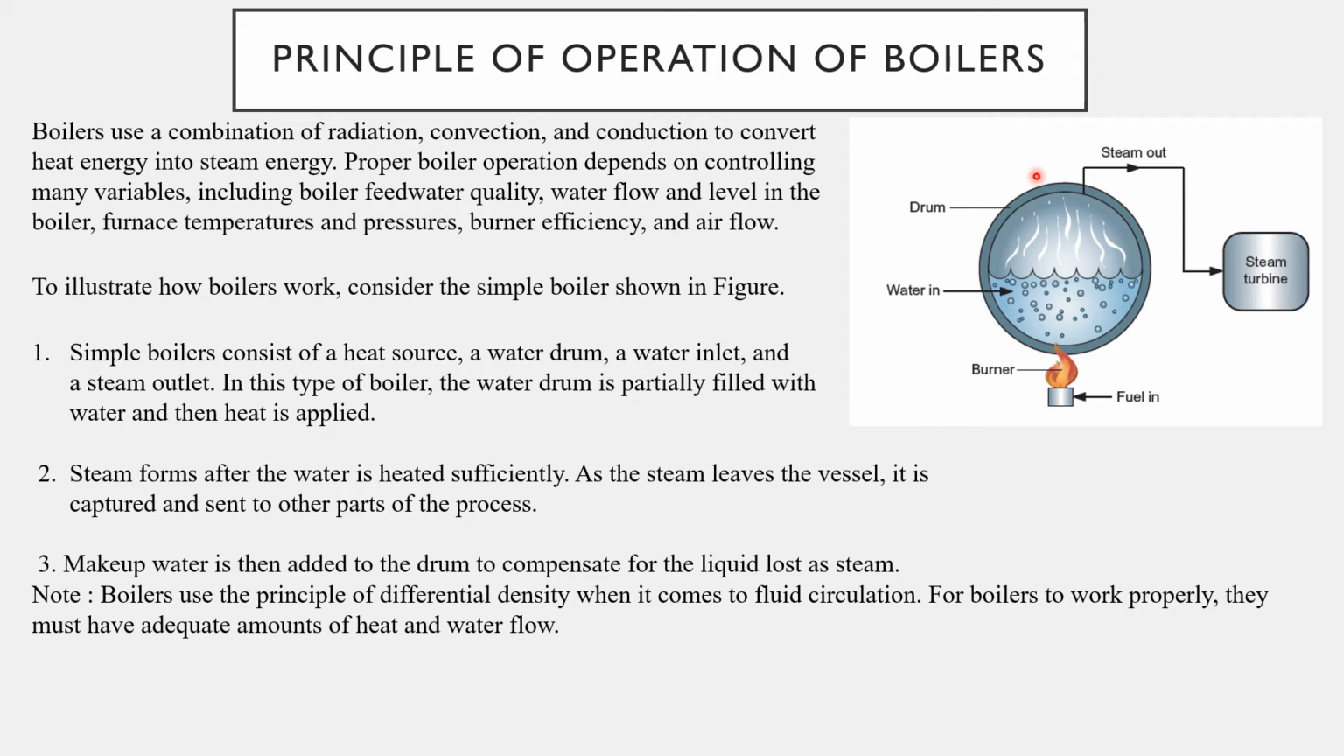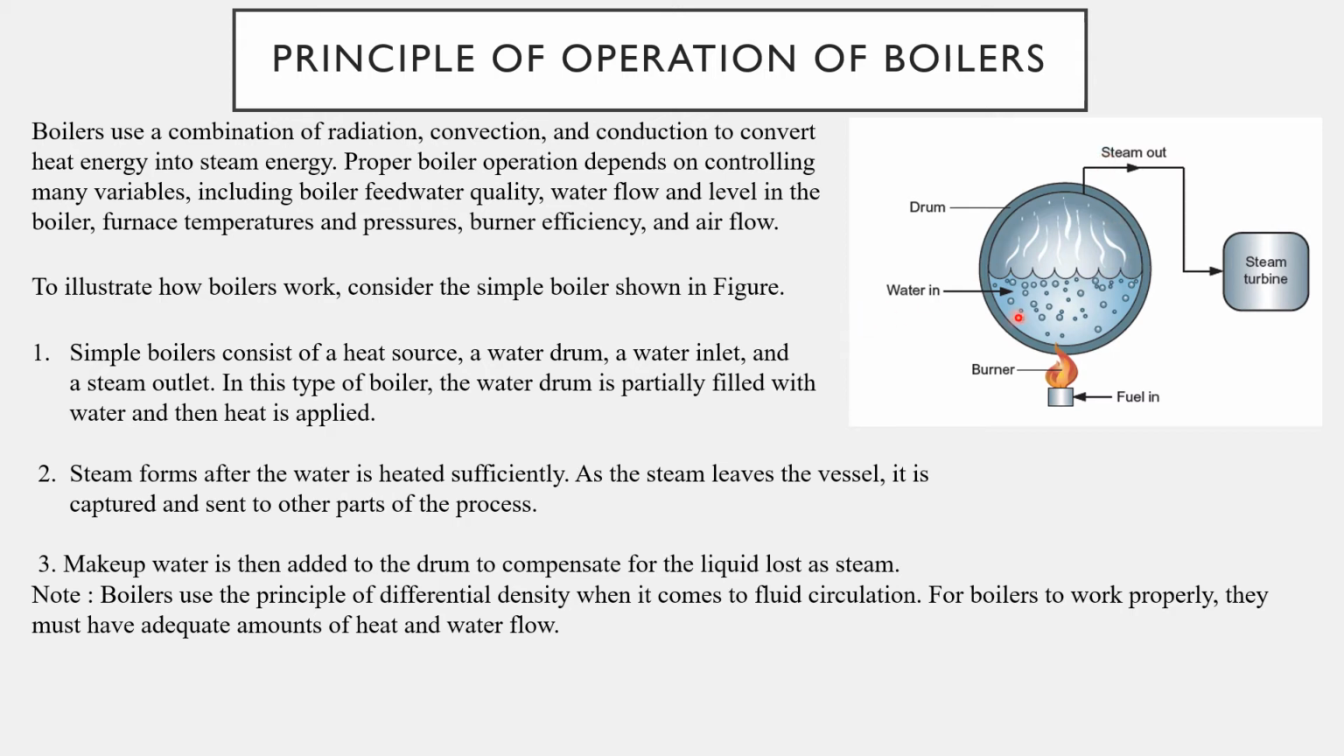To give a basic idea about how boilers work, a simple boiler consists of a heater, and in that heater there is a fuel which provides thermal energy to the shell. It consists of a water drum, which we can describe as a cylindrical vessel. It consists of a water inlet and a steam outlet. The water comes into the boiler. Due to the thermal energy from the fuel, the water gets heated, and then it converts into steam, and then that steam is taken out and sent to other processes for cogeneration. The steam forms after the water is sufficiently heated, as the steam leaves the vessel.